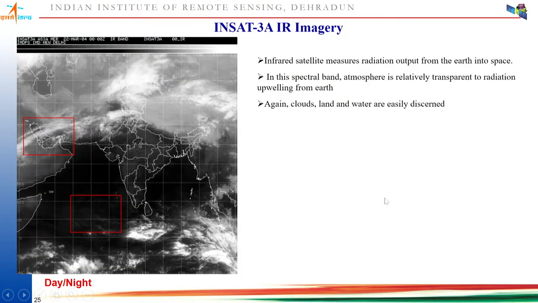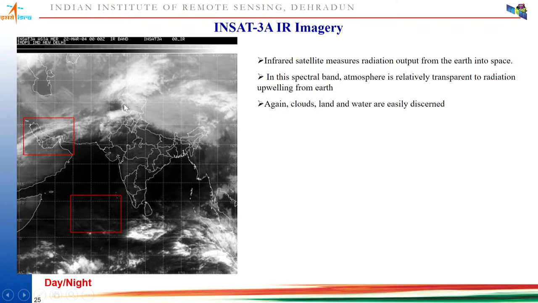Now in the infrared, we don't get reflection, but it is the emission. So each and every object on the ground surface, as well as in the atmosphere, emits radiation, and this emission is being captured from the satellite level.